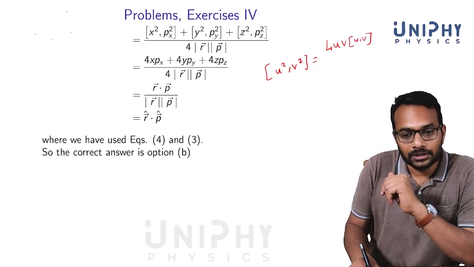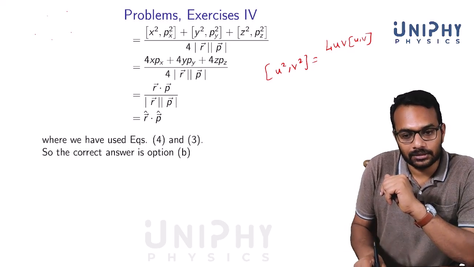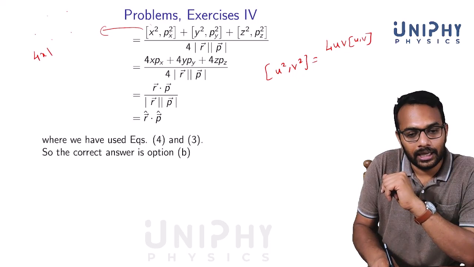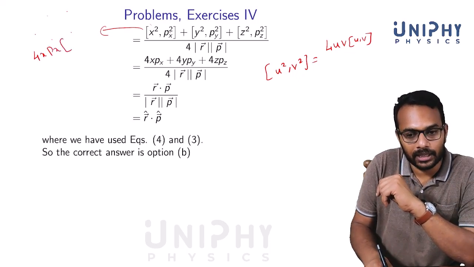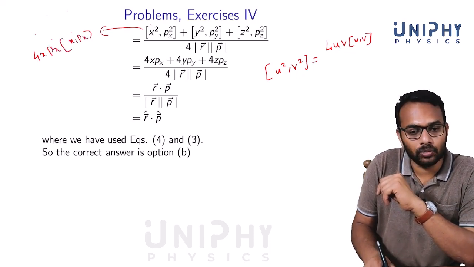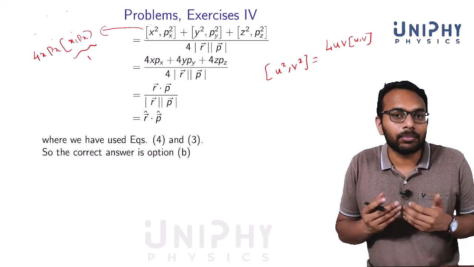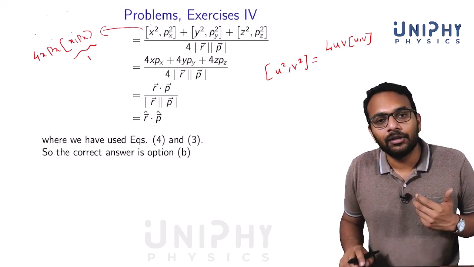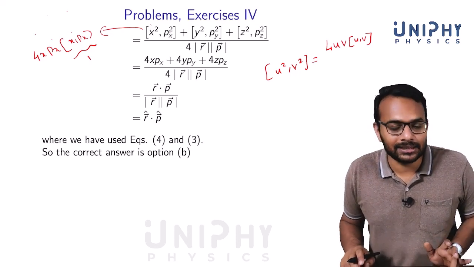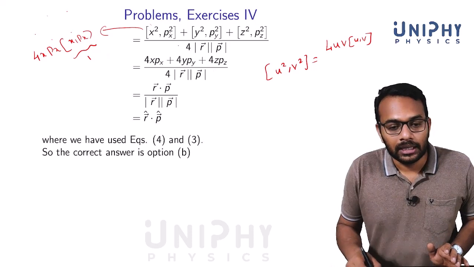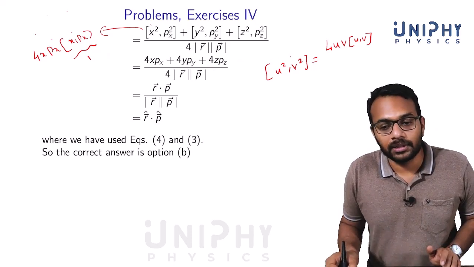So this is 4xpx. This is actually the first term I will do. It's 4xpx multiplied by {x, px}. And what's {x, px}? It's 1. These are known as the fundamental Poisson bracket relations. {x, px} is 1. All right. So it's 4xpx plus 4ypy plus 4zpz.